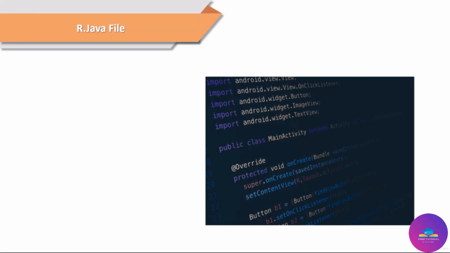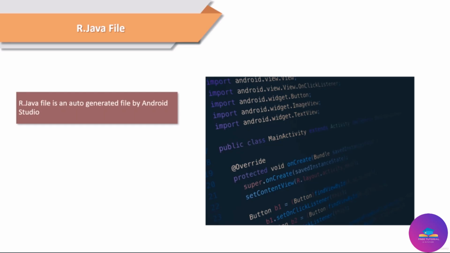R.java file. Hello, everyone. I will speak to you today about the R.java file. So, this is going to be a heck of a video. It's going to be general information about the R.java file, but you really need to know about it. So please pay attention to every single detail. Okay, so the R.java file is an auto-generated file by Android Studio.